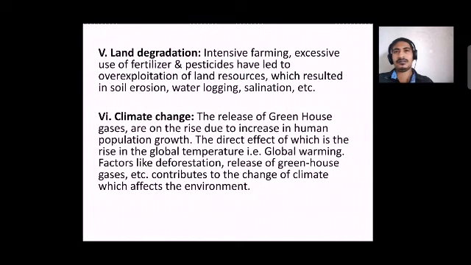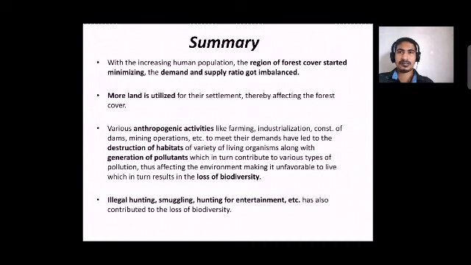Climate change is a very important factor in terms of environment. The release of greenhouse gases is on the rise due to the increase in human population growth, the direct effect of which is the rise of the global temperature, that is, global warming. Factors like deforestation, release of greenhouse gases, etc., contribute to the change in the climate, which ultimately affects the environment. So, the summary of the effects of human population growth on environment is as follows.